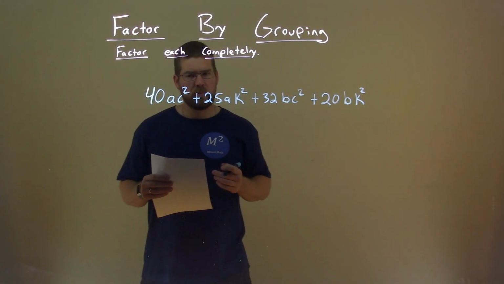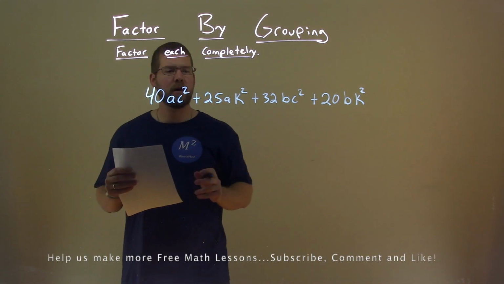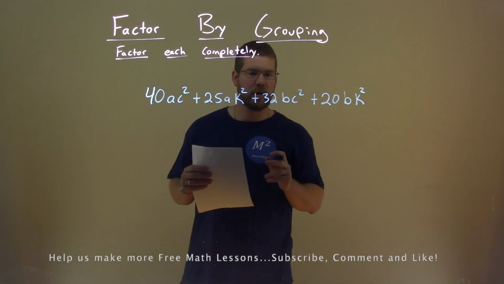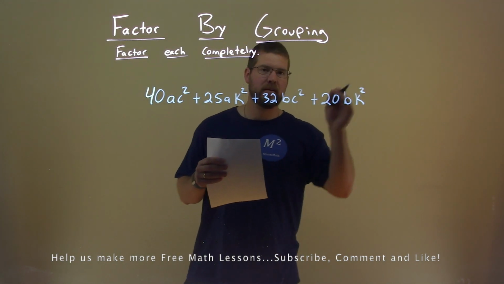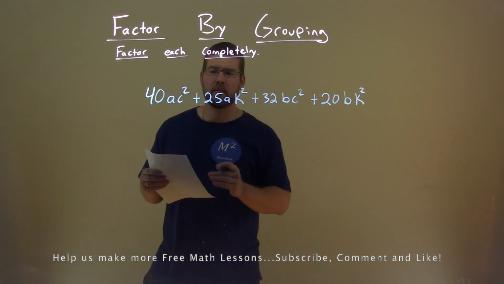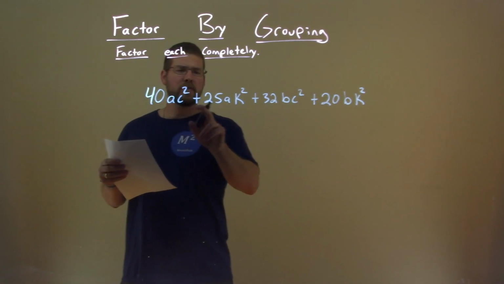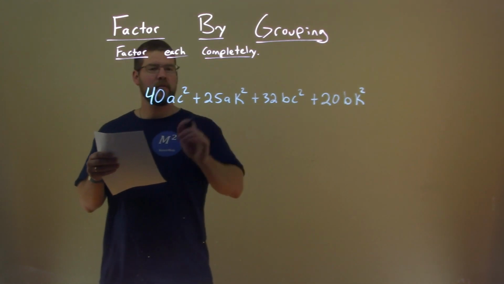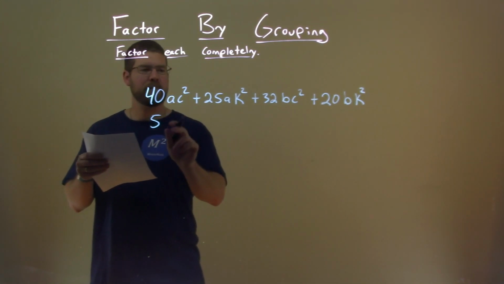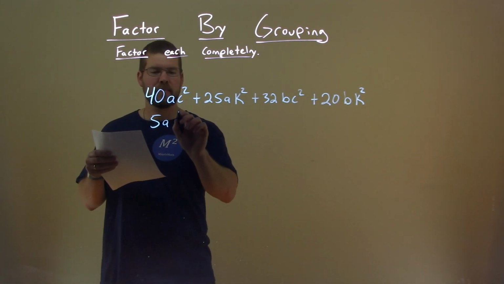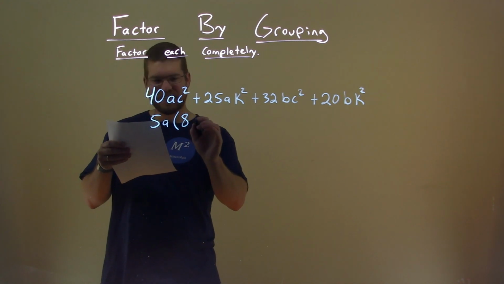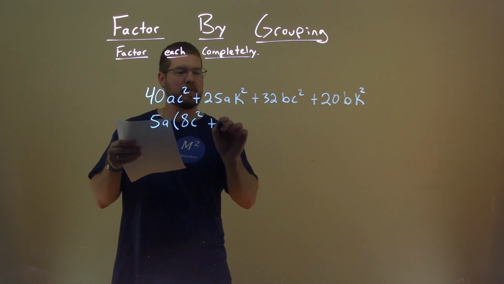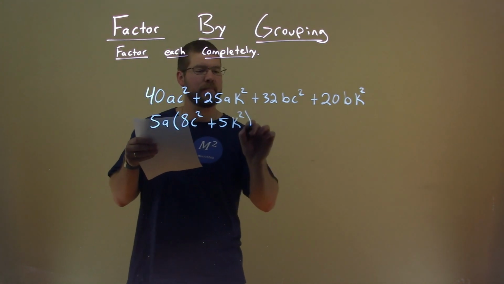We're given this problem right here, 40ac squared plus 25ak squared plus 32bc squared plus 20bk squared. And we want to factor this completely. Well, the first two terms, I can see a 5 goes into 40 and 25, so I'm going to pull that out, and there's an a in both parts as well. When I pull that out, I'm left with 8c squared plus 5k squared.